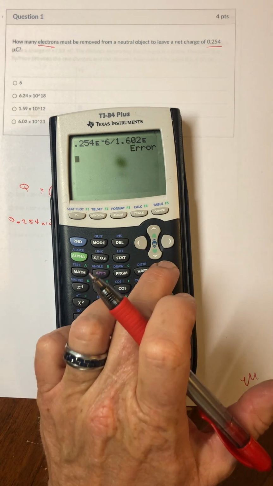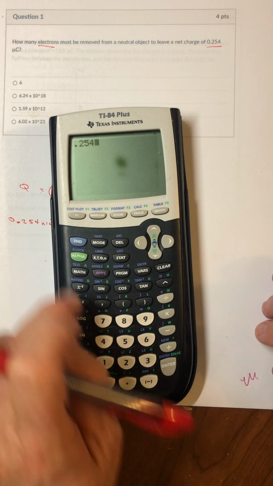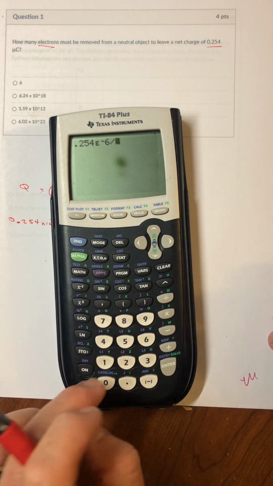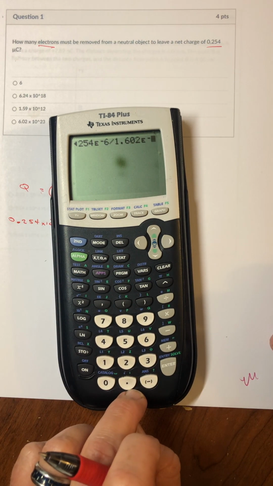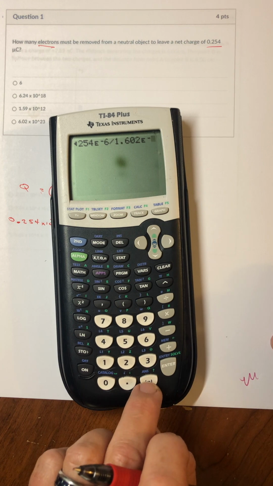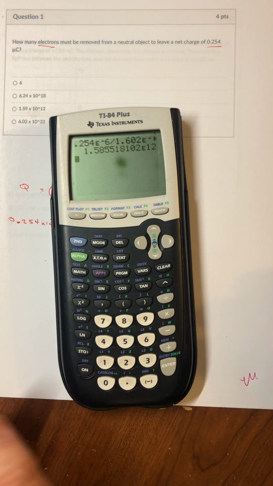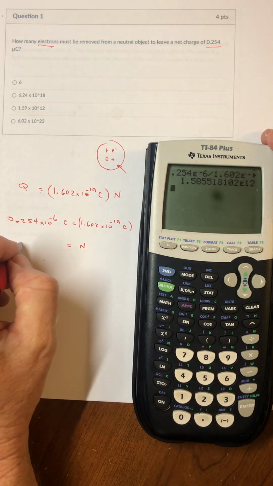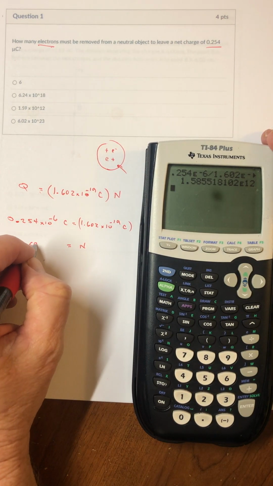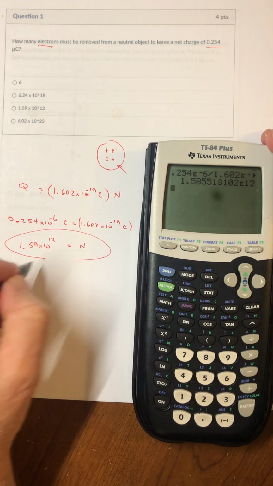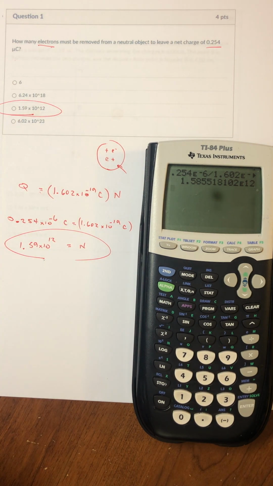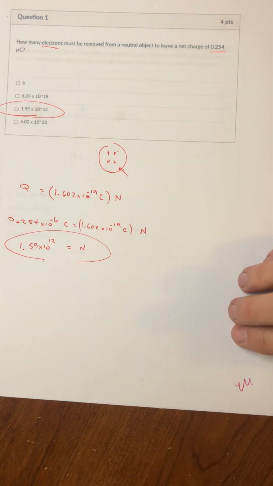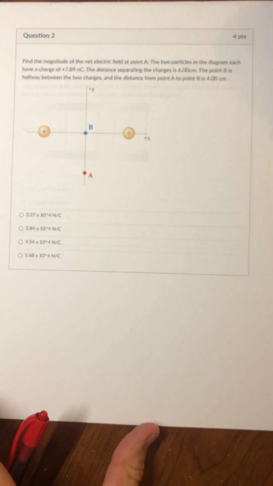Oh, I must have hit something wrong here. Try that again. 0.254 times 10 to the negative 6 divided by 1.602 times 10 to, oh, maybe that's where I hit it, times 10 to the negative 19. All right, and so we're looking at about 1.59 times 10 to the 12. Looks like the third one down, which would be option C, while you're doing the multiple choice. All right, so let's go on to the next one here.